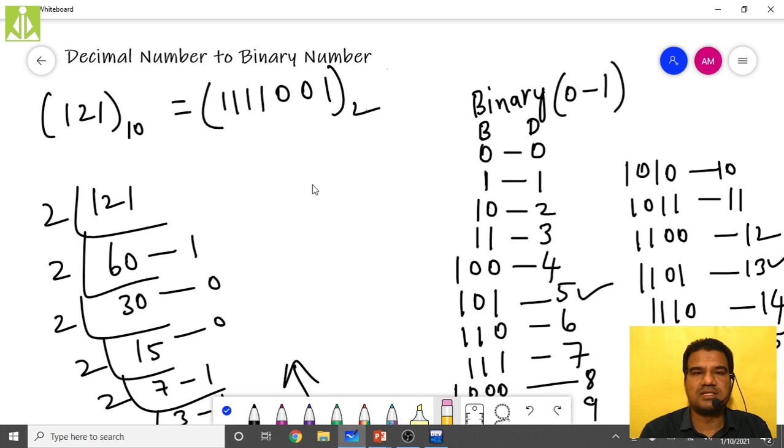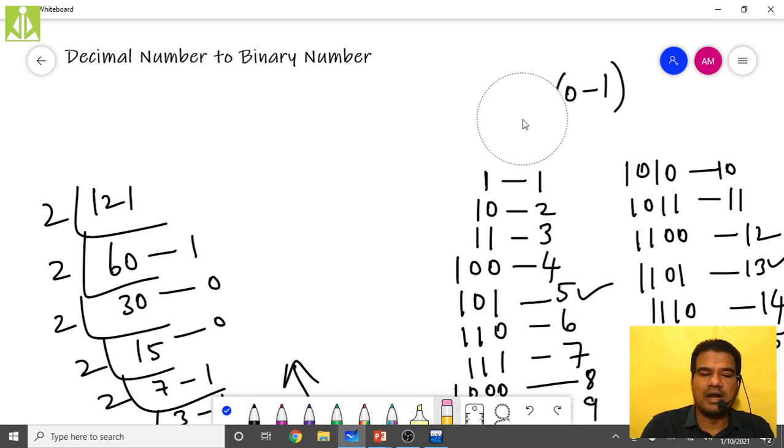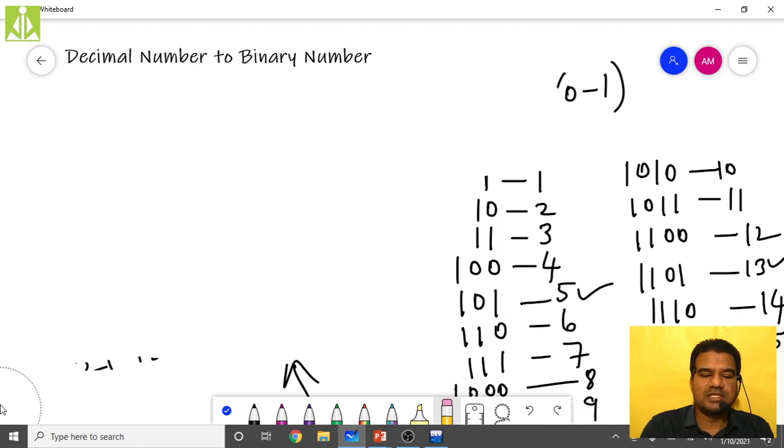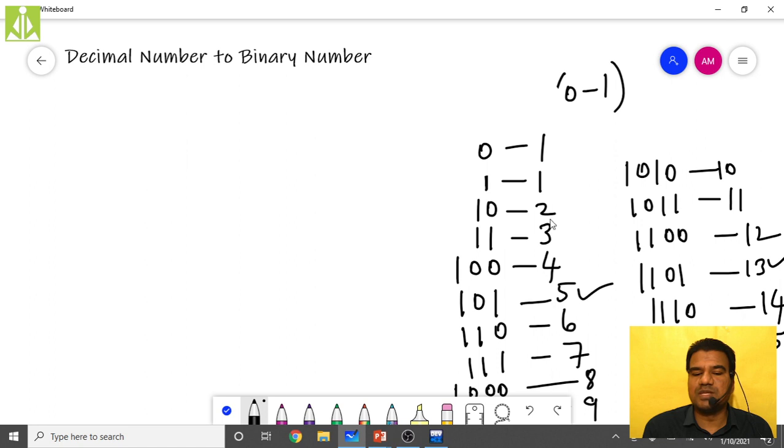That is why there is a need to convert decimal numbers into binary and binary numbers into decimal. The first thing, conversion of decimal numbers to binary, is over. Next we need to understand how to convert binary numbers into decimal numbers. For 0 and 1 there is no problem, because 0 will be 0 and 1 will be 1.